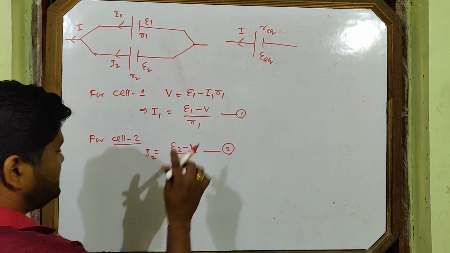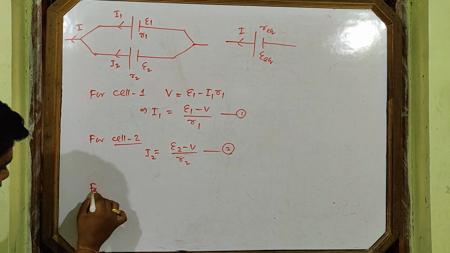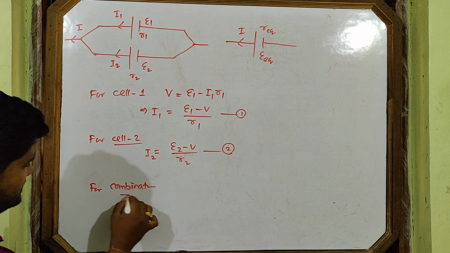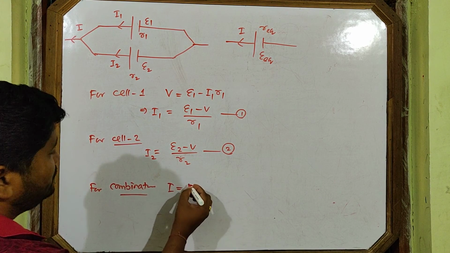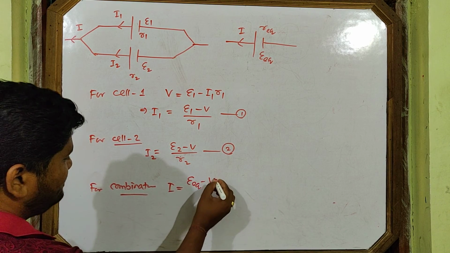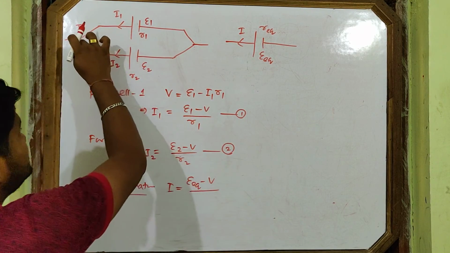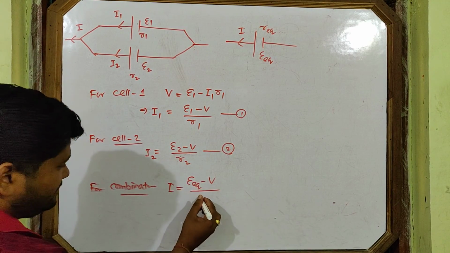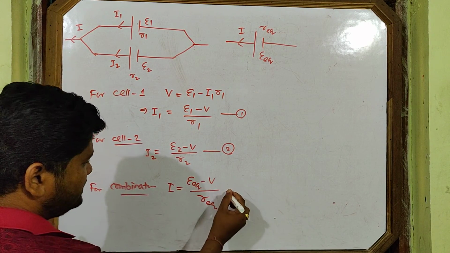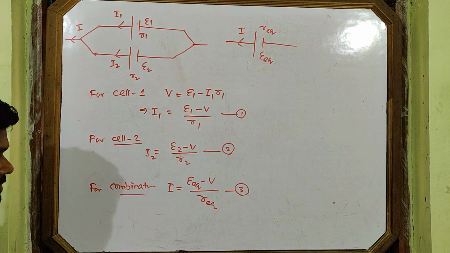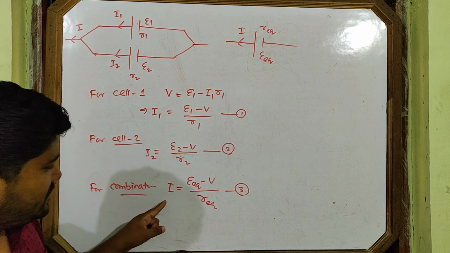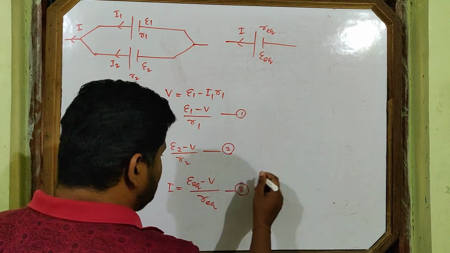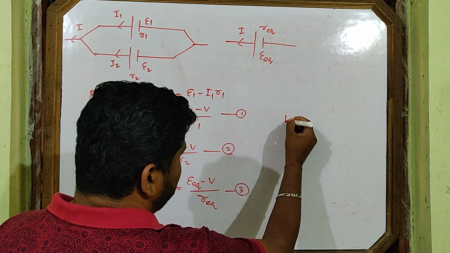For the equivalent combination, let's write I equal to E equivalent minus V divided by R equivalent. The potential difference V is the same in parallel connection, so V is the same for all. This is equation number 3. You got I1, I2, I3, you understand all these similar expressions. Now let's come. I is equal to I1 plus I2, as it is a parallel connection.